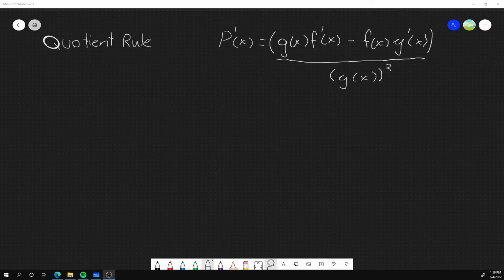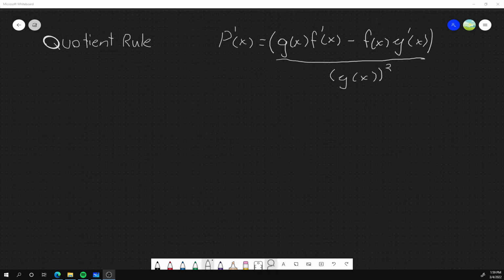Today we're going to be going over the quotient rule, as you can see on the screen. This is one of the four different ways of solving the derivative, and it's a pretty useful rule. It's pretty solid. So what we could do is we have p of x here.